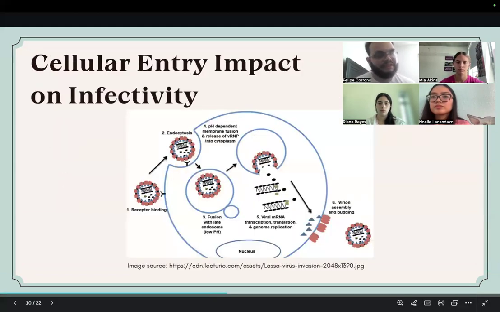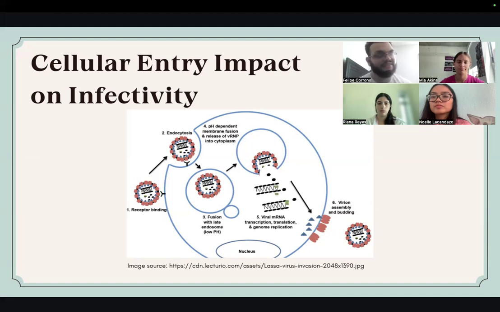Back to cellular entry and how this impacts the infectivity of the Lassa virus. So the Lassa virus has multiple lineages. Confirmed lineages, there's 1 to 4. However, there are also assumed to be three additional ones, being lineages 5 to 7. But there's not been much research on these lineages.